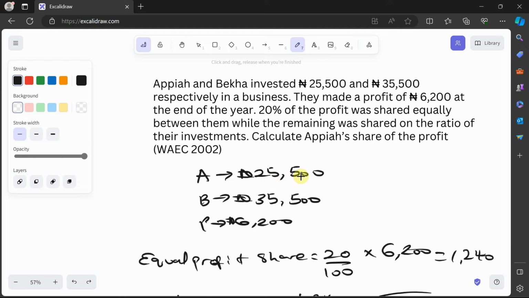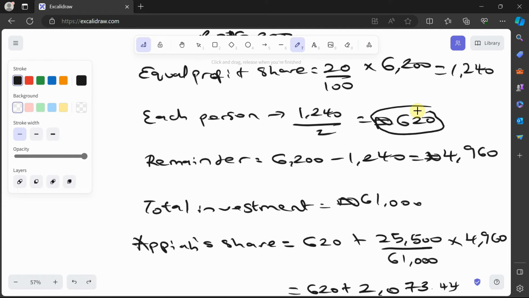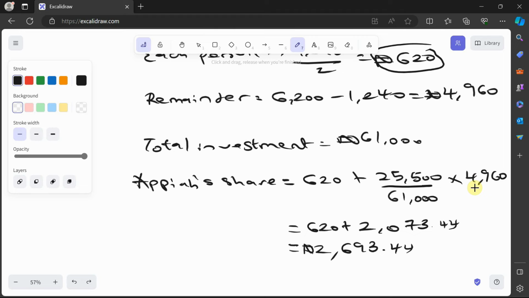So that's why we said 25,500 over what was the total amount of investments? We add 61,000 because we added both of them together. So we now say 25,500 all over 61,000 multiplied by, it can no longer be the 6,200 because we've already taken a portion out of it. Remember, they said the remaining was shared on the ratio of their investment. The remaining. So that's why we had to do times 4,960, which was the remaining, because we've already taken out the 1,240 from 6,200. So by the time we now simplify this, we had 2,693 naira 0.44.